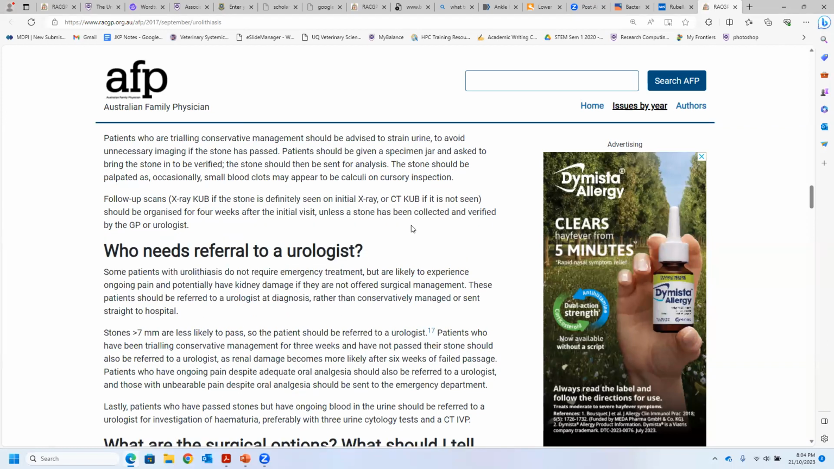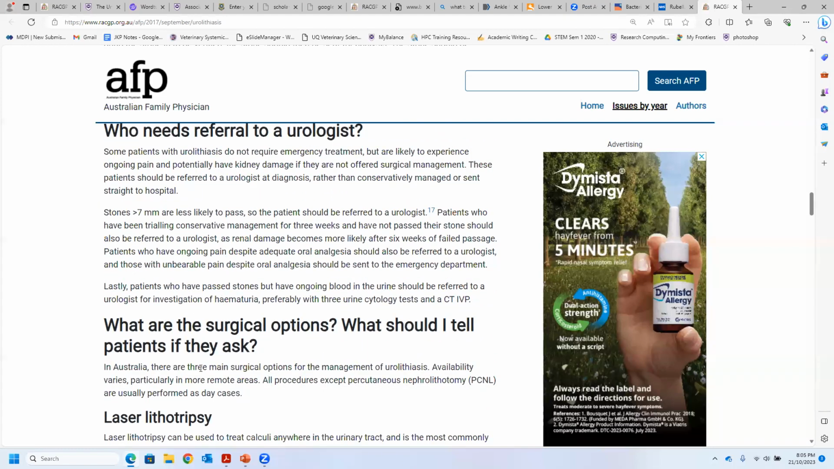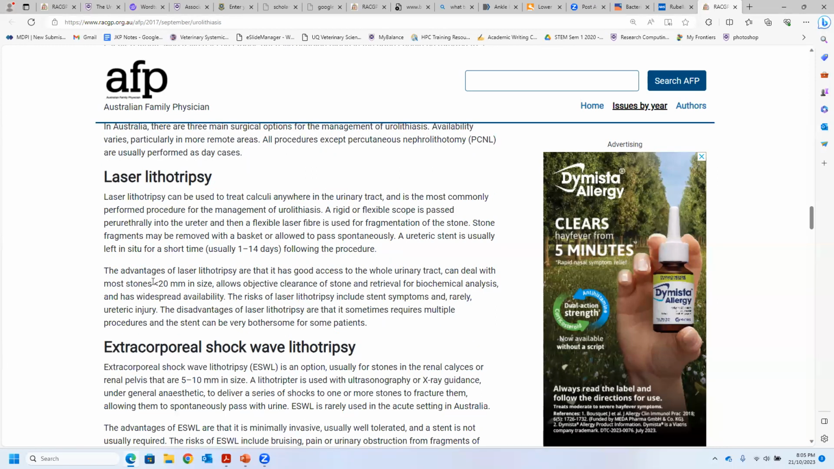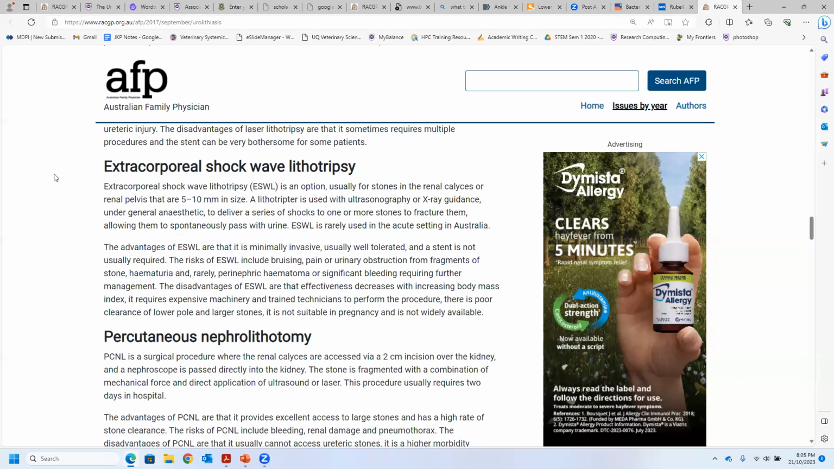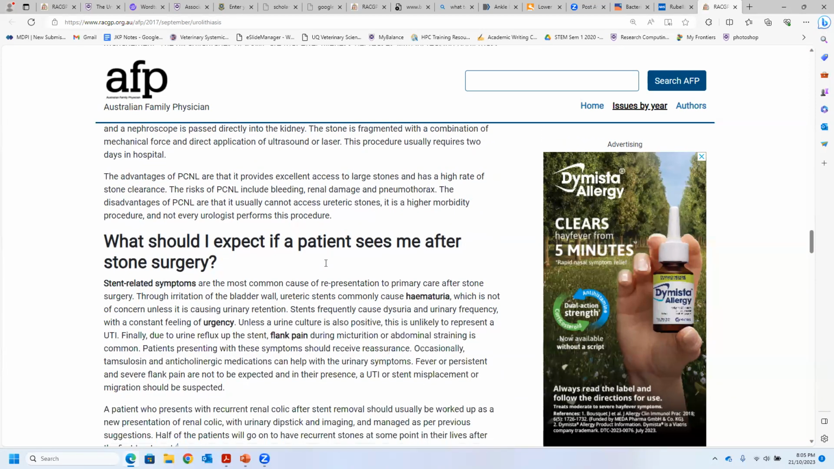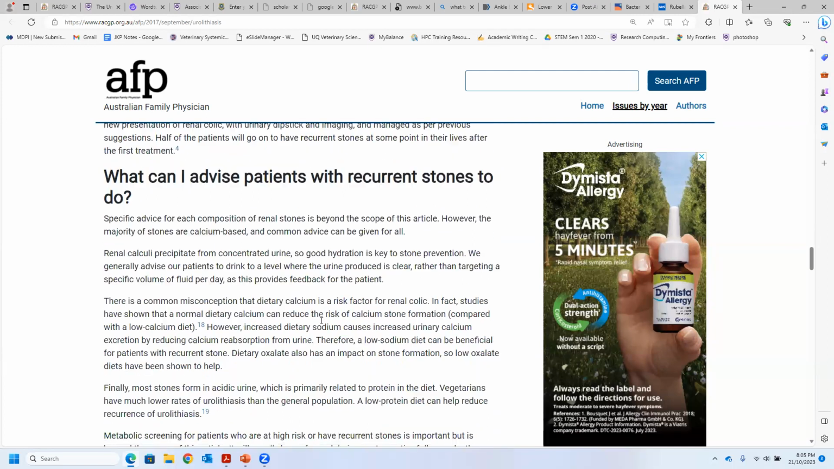Who needs a referral to the urologist? Stones bigger than 10 millimeter. Laser lithotripsy is usually done for the stones which are very difficult to remove by themselves. Less than 20 millimeter inside, most stones respond to that. What stones can be broken down by extracorporeal shockwave lithotripsy? 5 to 10 millimeter stones in renal calyces and renal pelvis. They can be easily broken down by it. For percutaneous, that is a stone which is more than 2 centimeter. That requires percutaneous nephrolithotomy.